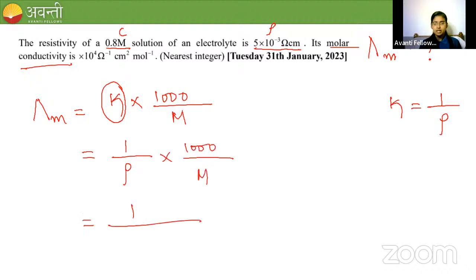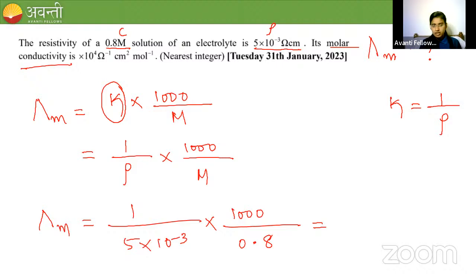to 1 by 5 into 10 to the power minus 3 into 1000 divided by 0.8. If you calculate this, you will get... has anyone calculated the answer? One of you try the answer for this. You have to give the answer in terms of 10 to the power 4. It is plus 4, per ohm centimeter square per mole. What is the value of X? Let me take this dash as X. Find out the value.